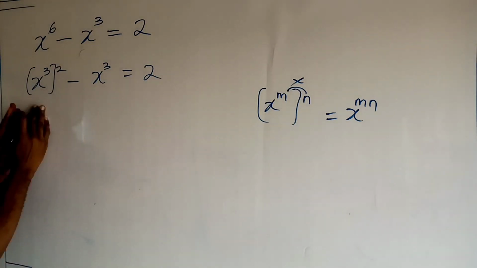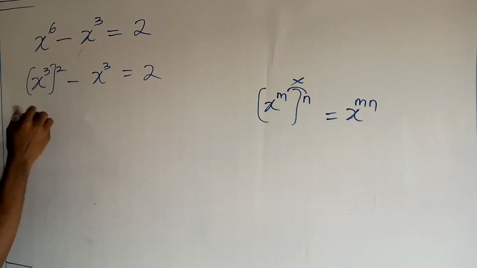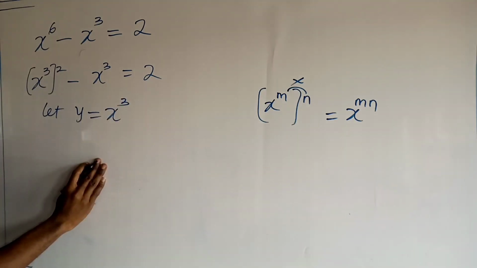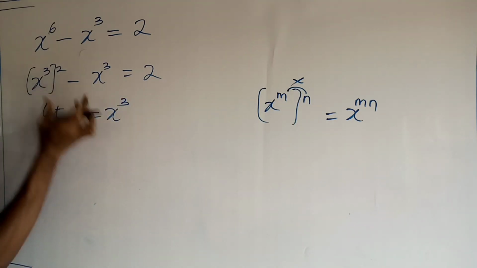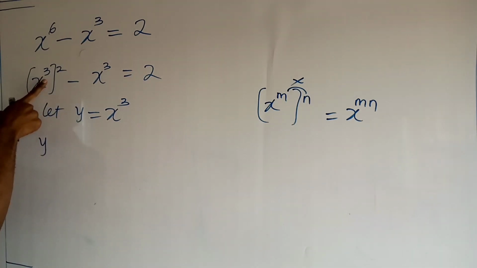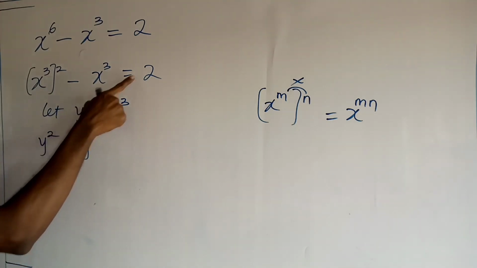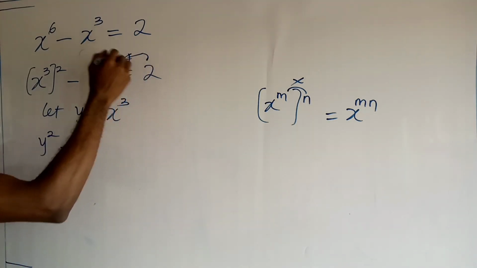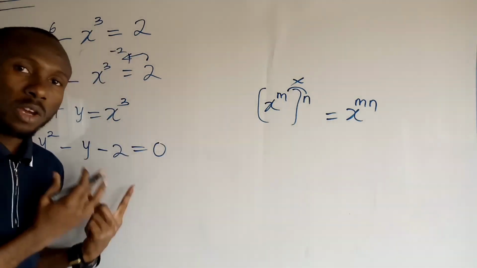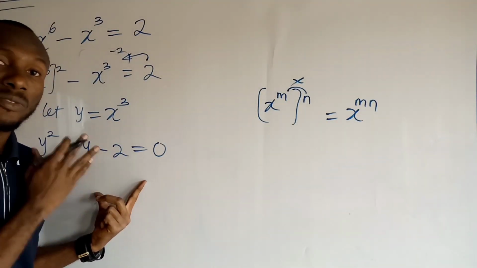Now, the next thing I want to do is to introduce a variable. So I'll say let y be equal to x to the power 3. Whenever I see x to the power 3 in this equation, I will replace it with y. So I will have y all to the power 2 minus y, then minus 2 equal to 0. Now we have a quadratic equation.